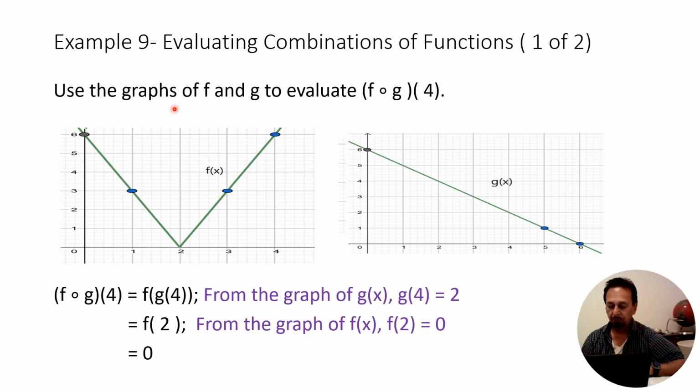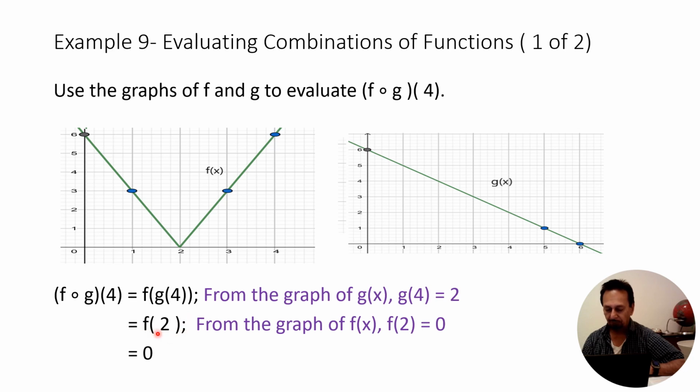All right, we're now going to use the graphs of f and g to evaluate the composition of f and g over 4. Well, first we need to write what this means. By definition, f composed with g defined over 4 is f of g of 4. So the inner function is g, with 4 as the input. So first we're going to find g of 4 from the graph of g of x. We locate the 4, I think 4 is here, and we go up and it looks like 2. So g of 4 equals 2.